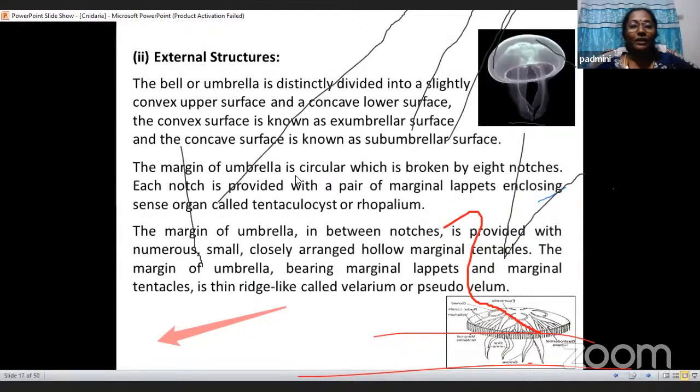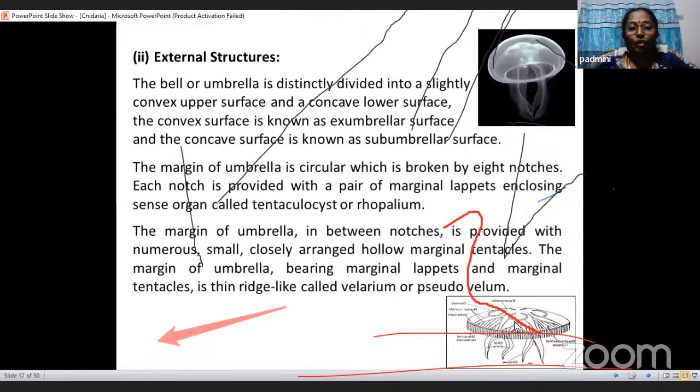Okay, external structure: the body is distinctly divided into a slightly convex surface. So what is this? This is a convex structure. When I'm talking about a cup like this, the convex structure is the exumbrella surface, and the concave surface present inside is called the subumbrella surface. So exumbrella and subumbrella surface is how you are going to name them. The margin of the umbrella is circular, which is broken by 8 notches. So you have notch-like structures over here. 8 notches are present around the whole of this Aurelia.